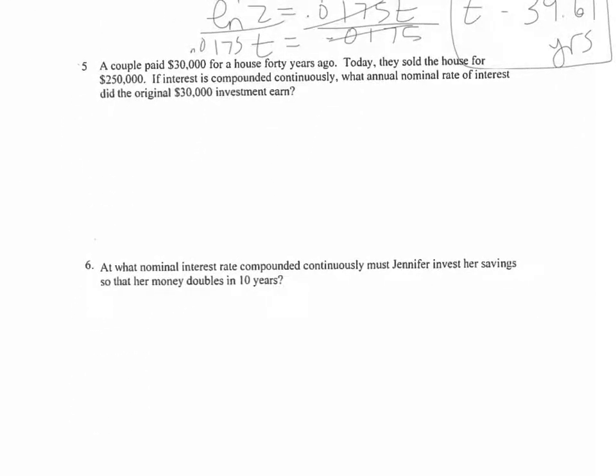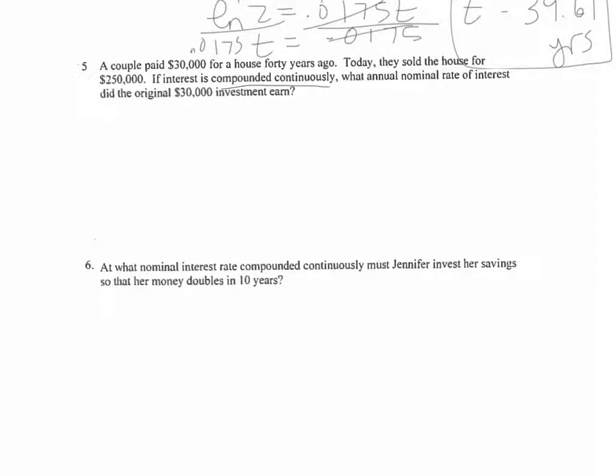How about this? A couple paid $30,000 for a house 40 years ago. Today, they sold the house for $250,000. Now, it sounds like, what a deal, right? If interest is compounded continuously, let's see if we can figure out the nominal rate of interest that $30,000 earned. In other words, let's see how much return they got on their investment. So, can I use A equals PERT here? Do I need something different?